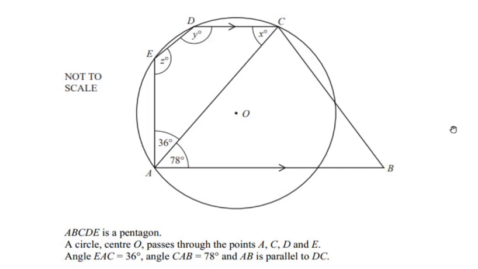In this video we are going to solve an example on circle theorems. ABCDE is a pentagon. A circle with center O passes through the points A, C, D and E. Angle EAC is given as 36 degrees and angle CAB is given as 78 degrees. And the line AB is given parallel to the line DC.